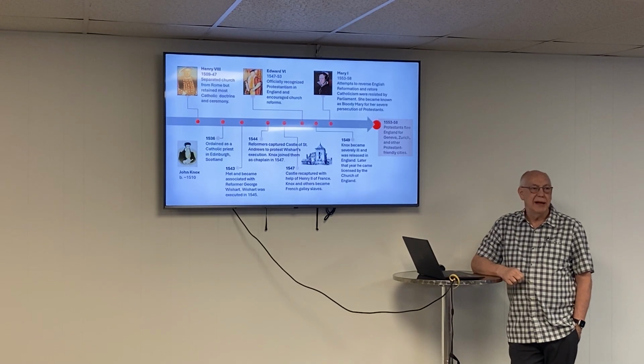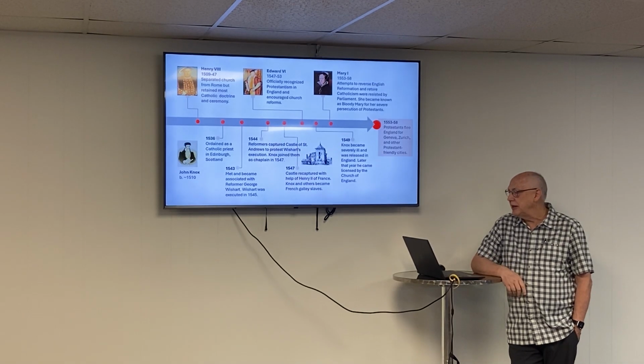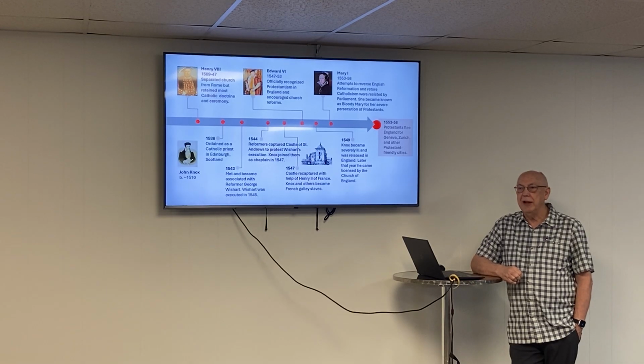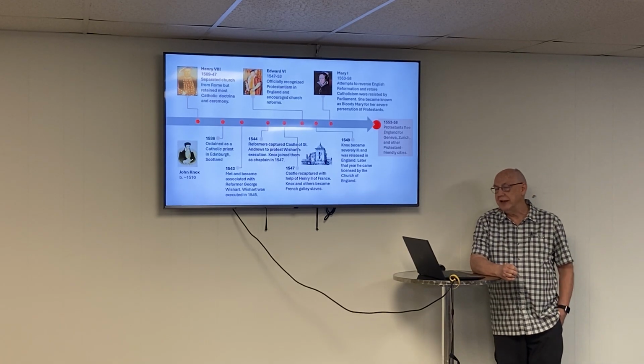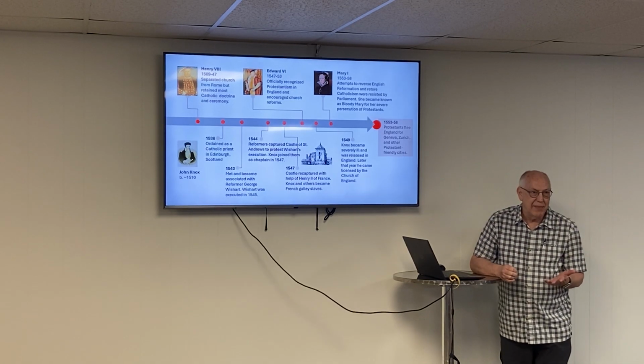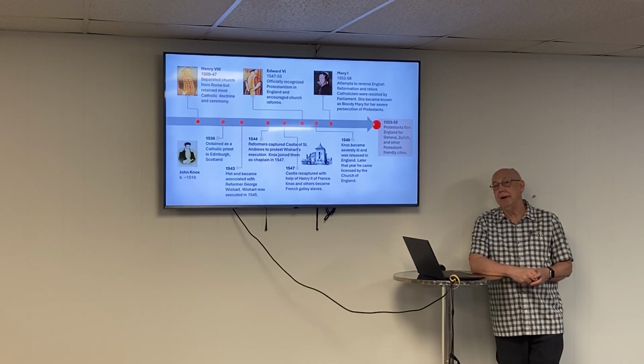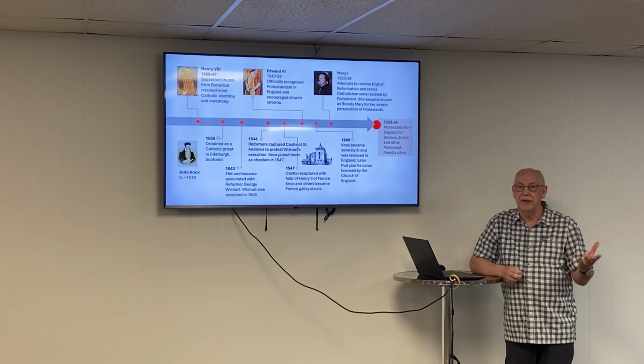He was taught a Protestant tradition by his teachers, and so he was actually very open to Protestantism. He officially recognized Protestantism in England and encouraged church reforms, much more so than his father did. Now, another thing about Edward, though, you have to understand, is he became king when he was 9 years old and died when he was 15.